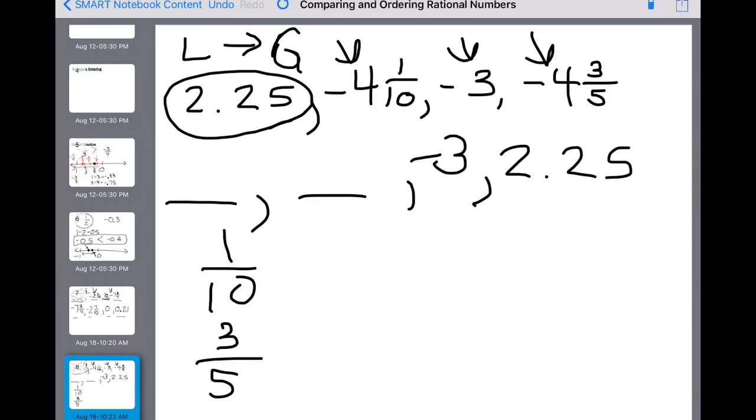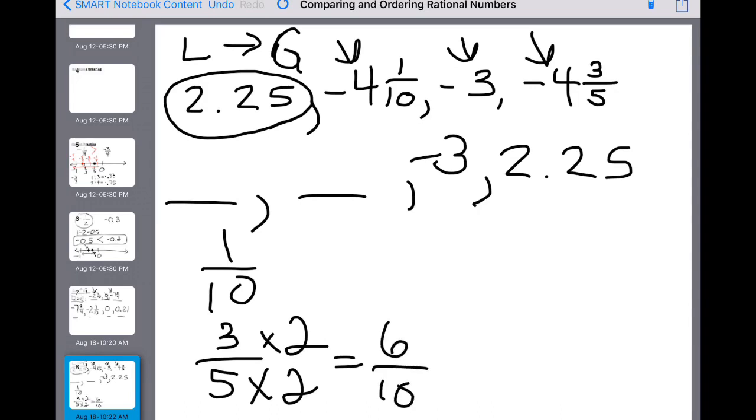I'm going to change both of these to have the same denominator. So I'm going to use equivalent fractions, and I'm going to change this to 6/10. And so now it's really easy to compare 1/10 and 6/10 as fractions because the denominators are the same. So 6/10 is a larger fraction. But because we are talking about negatives, the larger fraction is farther from 0, which actually makes it the smaller mixed number. So it's -4 and 3/5, which is our smallest, and -4 and 1/10 next.